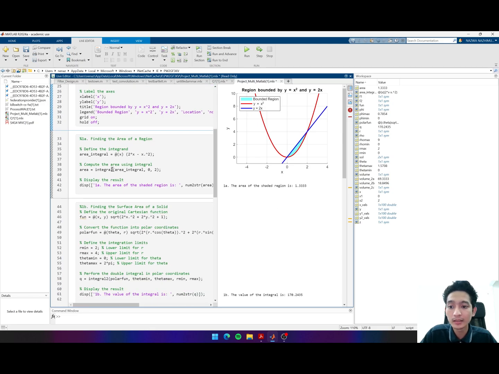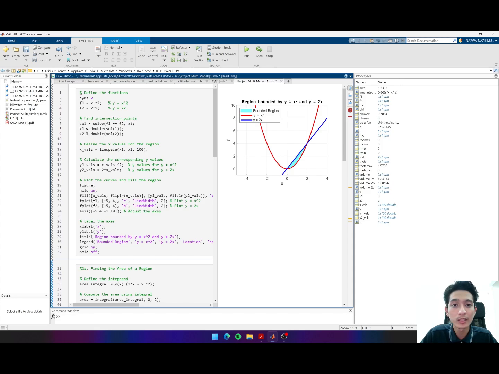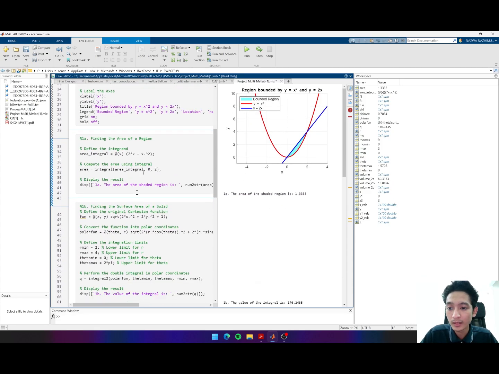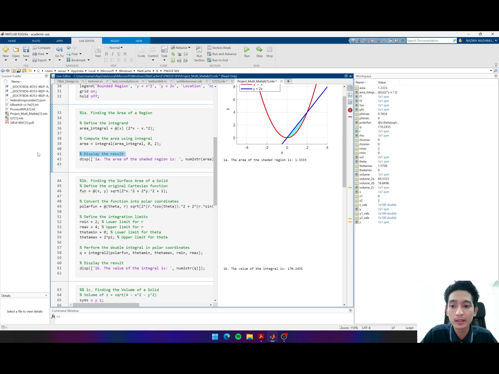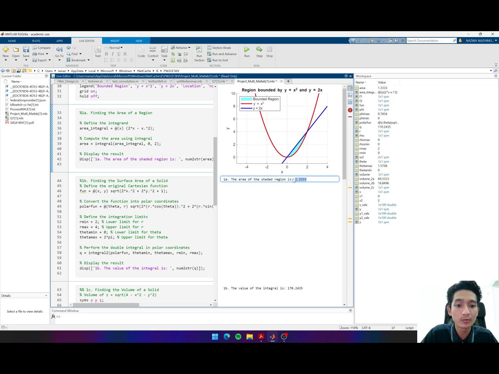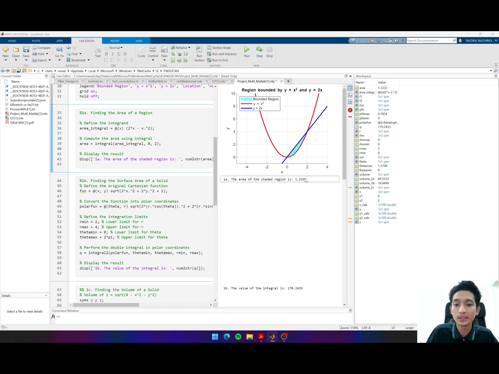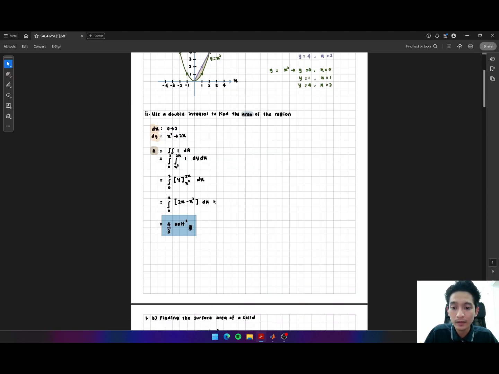But in MATLAB, it is easier. We can just use this integral function, and then plug in the items that it needs, which are the function that we want to integrate and its limits, which are 0 to 2, according to our x1 value and x2 value. This code is just to display our result beautifully. On the right here is our result. The area of the shaded region is 1.333, which is similar to our manual calculation. We got the answer here as 4/3 unit square.